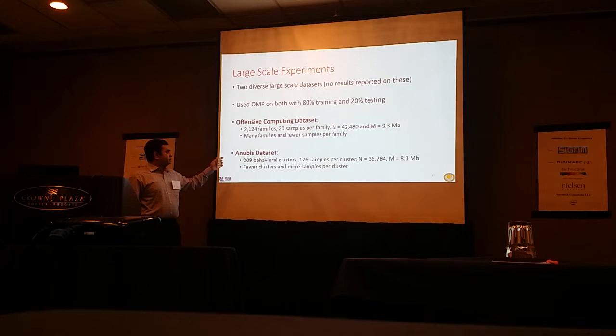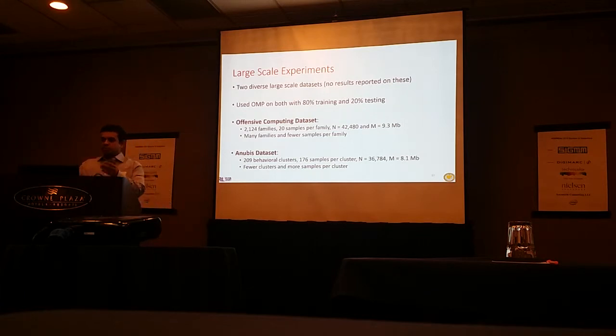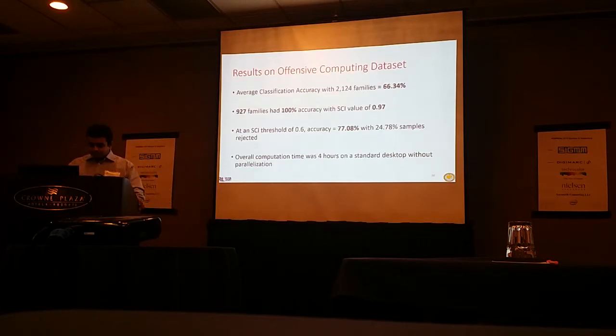The second data set is the Anubis data set. If you're familiar with the Anubis dynamic analysis platform, we got it from there. It has 209 behavioral cluster labels, and 176 samples per cluster. So this data set is different from the other one because it has fewer classes, but more samples per class. We're going to see how our method performs on these two diverse data sets.